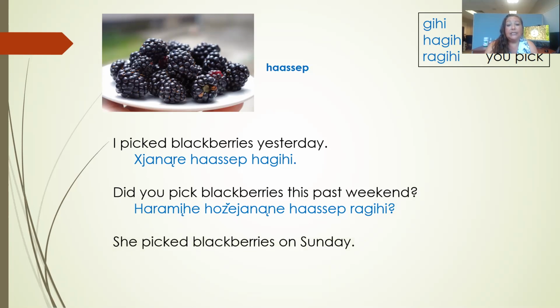She picked blackberries on Sunday. Same thing, put your day in, and then the blackberries, and then she picked. Haramihe hampregi hasap gihi.